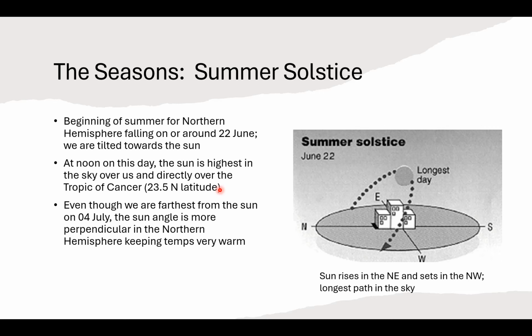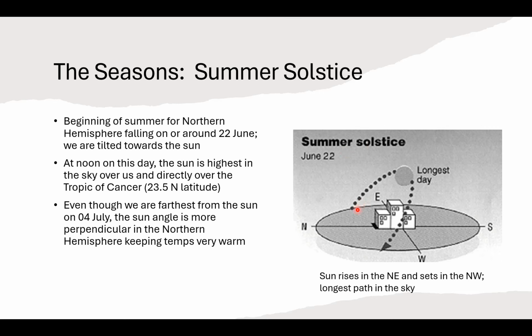north latitude. And even though we are farthest from the sun around the 4th of July, the sun angle is still more intense. It's more perpendicular to the surface of the northern hemisphere. So that's going to keep the temperatures very warm in the summer. Even though the Earth is farthest from the sun in early July, it doesn't matter because that sun angle is just so direct and so much more perpendicular. Now, over here on the right, I'm showing you an example of how the sun makes its path across the sky around June 22nd, the summer solstice.